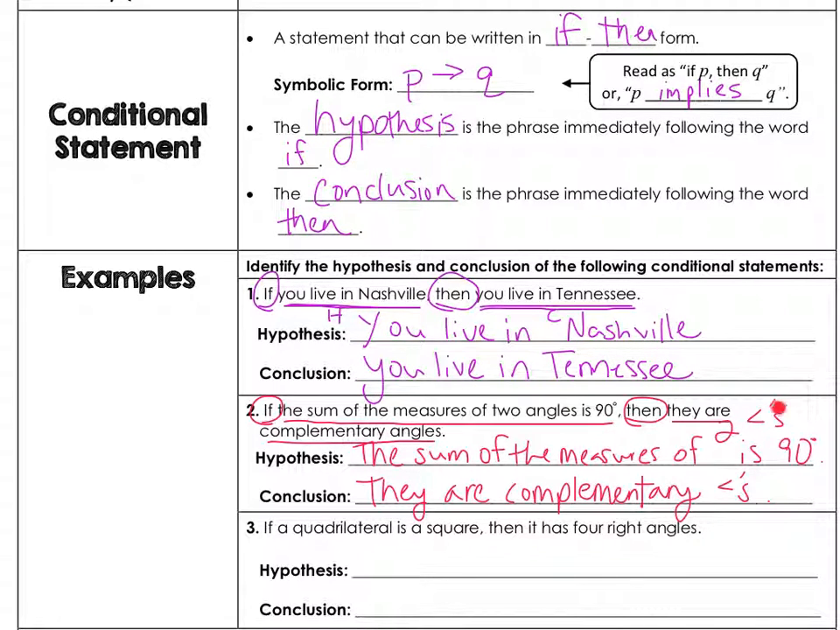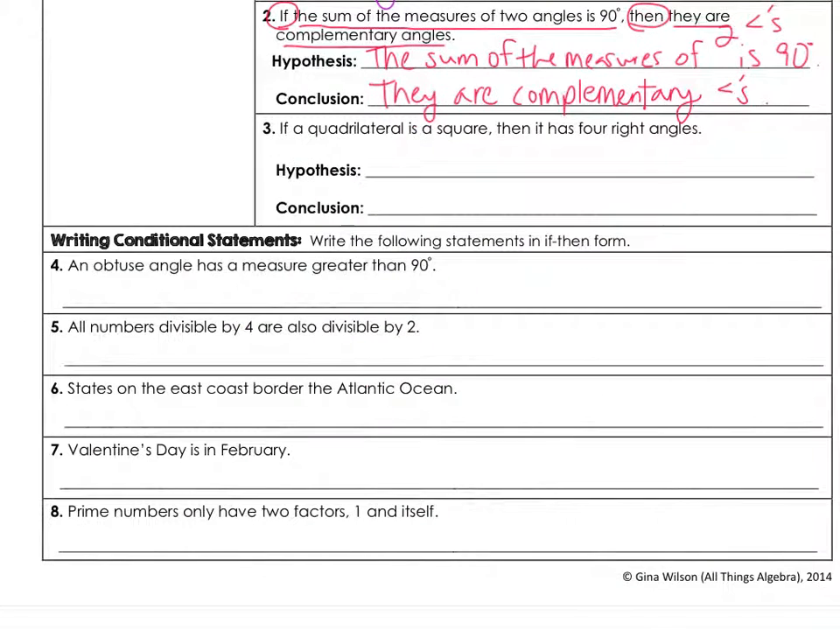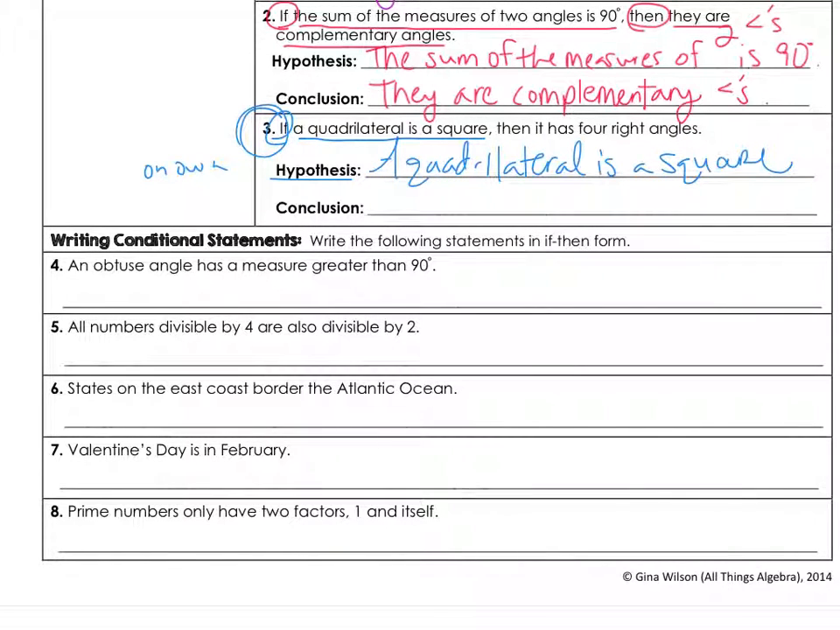If you're wondering what this little symbol is right here, that just means angle. So I'm just writing the symbol for the angle instead of the word. Now for number 3, I would like you to do the hypothesis on your own on the far right side of your screen. All right, since your if is right here, you should have written a quadrilateral is a square. Now for the conclusion, I want you to do your conclusion also on your own on the far right side of your screen. What you should have put for your conclusion, since the then is right here, is it has 4 right angles.